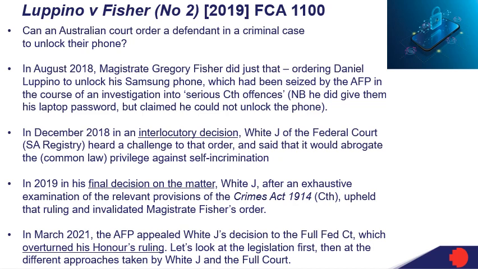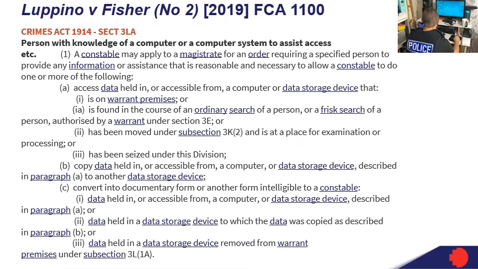So we'll have a look at the relevant provisions of the legislation first, but remember we have to focus first initially on the text, and then we'll see what Justice White on the one hand and then the full court on the other hand had to say about context and purpose. So the most relevant provision of the legislation we've got to have a look at is section 3LA of the Crimes Act 1914.